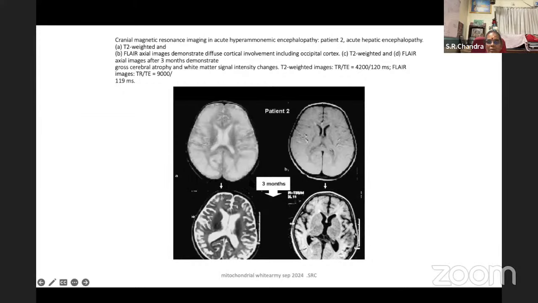So the hyperammonemia syndromes, that is L-arginine related disorders, also show a bulky cortex. So that will resemble mitochondrial disease. The ornithine transcarbamylase deficient state, argininosuccinic aciduria, these conditions, it is not the basal ganglia, but it is the bulky cortex.